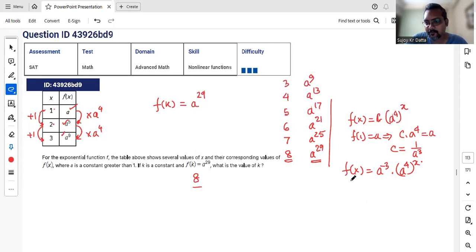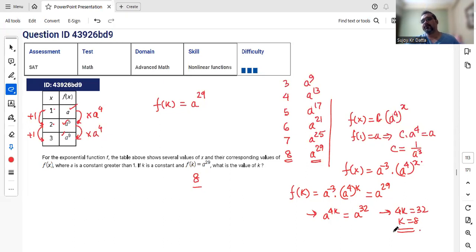Yes. I want to find, so therefore f(k) would be what? a to the power minus 3 times a to the power 4 whole to the power k. That is a to the power 29. So divide by this a to the power minus 3, so basically multiply a cube on both sides. So we will get a to the power 4k equals a to the power 32, equating the exponents, k is 8.